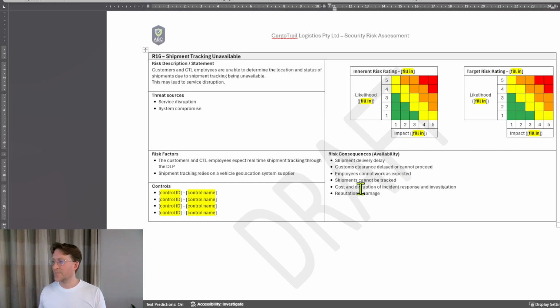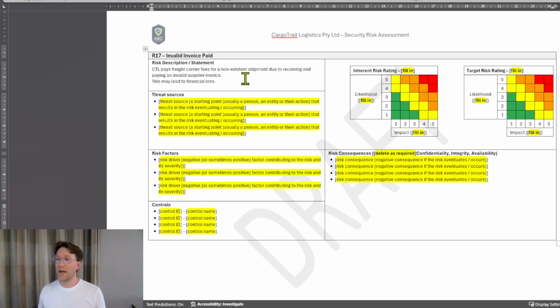It's another consequence. We would also have incident response if we realize that suddenly these shipments cannot be tracked as we would normally expect. And because we're looking at potential delivery delay due to not being able to track and give live, accurate updates on delivery times, we may not deliver on time and therefore have reputational damage.